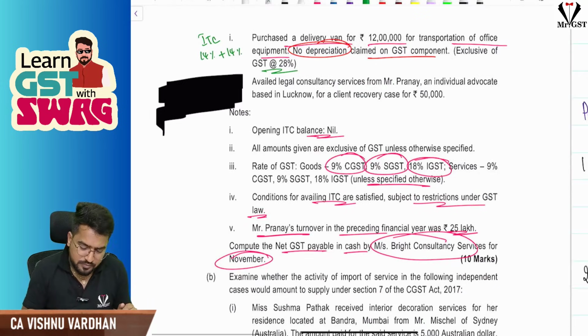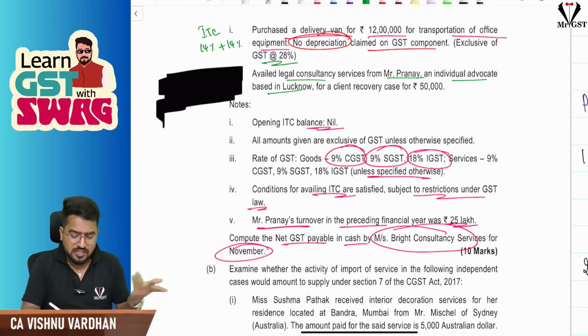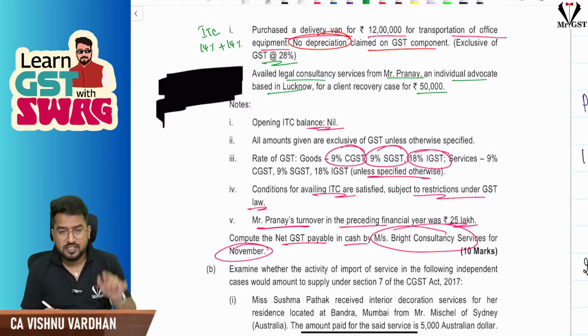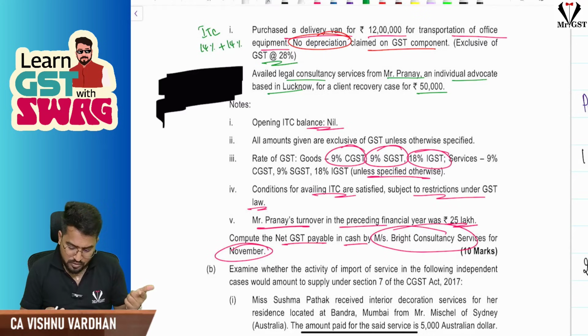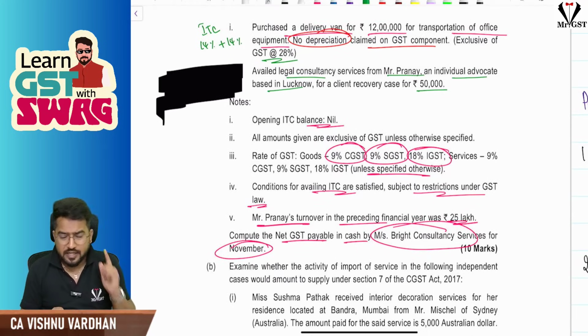Okay. Next, availed legal services from Pranay, an individual advocate based in Lucknow. Lucknow means Uttar Pradesh. Sir, same state, intrastate, 50,000 is the fees. Here, first thing, this is taxable. Second, it is RCM. So you are only liable to pay GST. That is this, what is the name of this fellow? I forgot. Bright Consultancy Services. Okay. So they can take ITC.